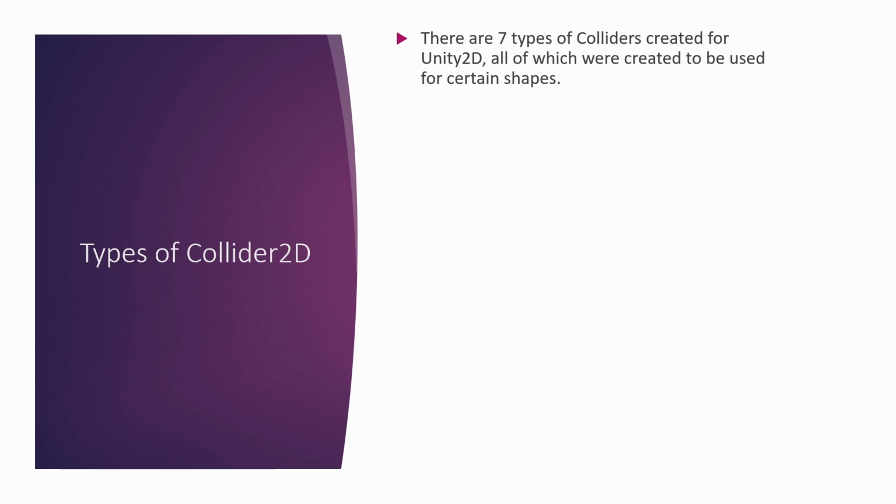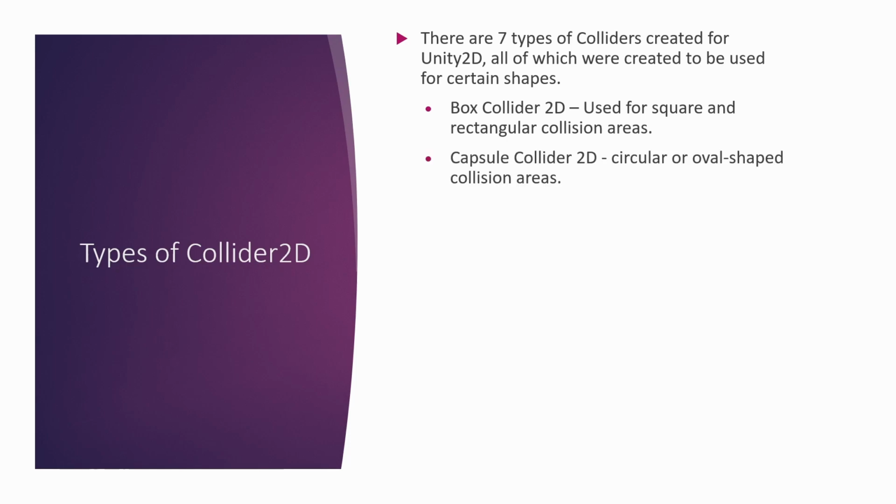There are 7 types of colliders created for Unity2D, all of which were created to be used for certain shapes. I'll go through them quickly and let you know their purpose. Box Collider2D, it's used for square and rectangular collision areas. Capsule Collider2D, it's used for circular or oval shaped collision areas. Circle Collider2D, used for circular collision areas.